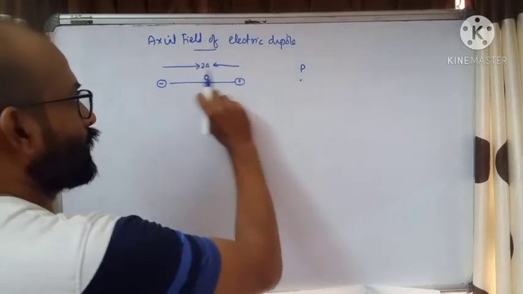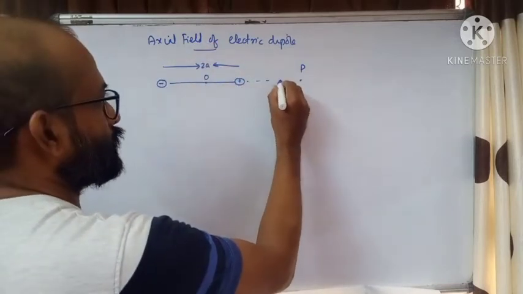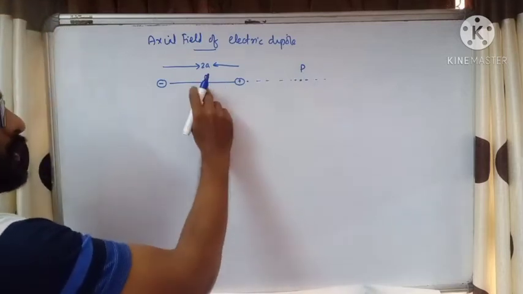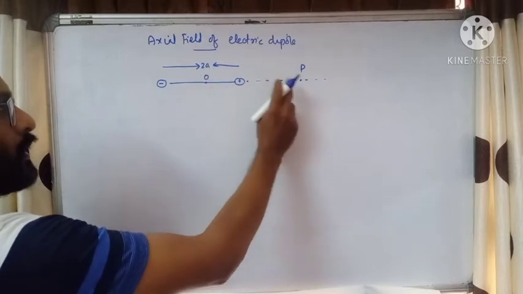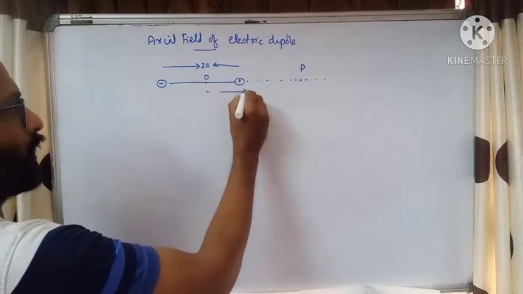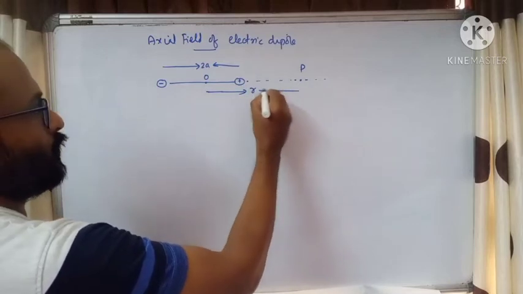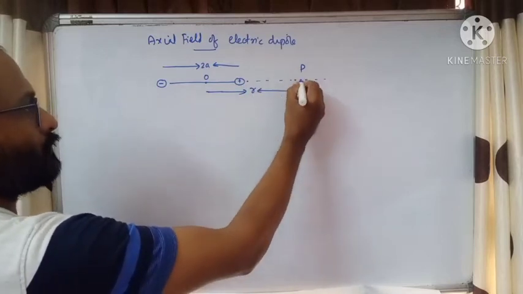So this is an axial line. I just draw an axial line along which lie both the charges. Let the distance between the center and point P be marked as r. This point is at a distance r.